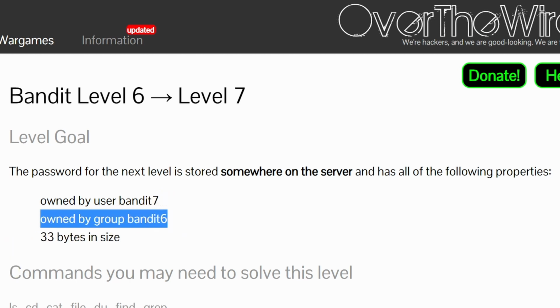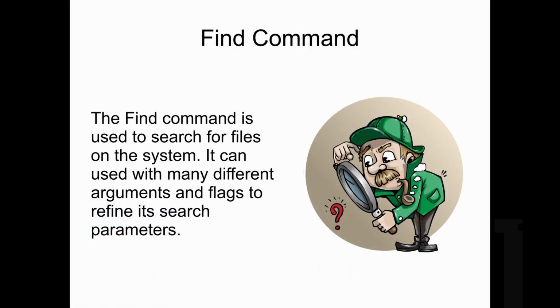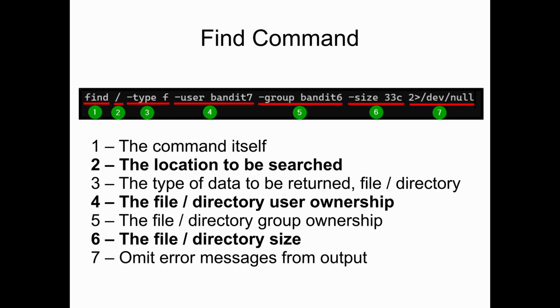Since we're looking for files with specific attributes, we should use the find command to locate the file, like we did in the previous level. The find command is used to search for files on the system. It can be used with many different arguments and flags to refine its search parameters. Here's the find command syntax we will use. It's a bit long, but it will return very refined results.